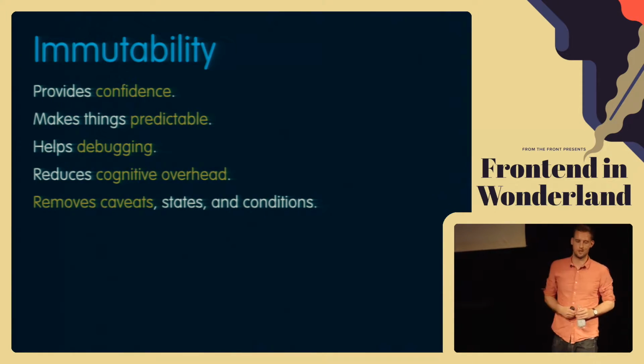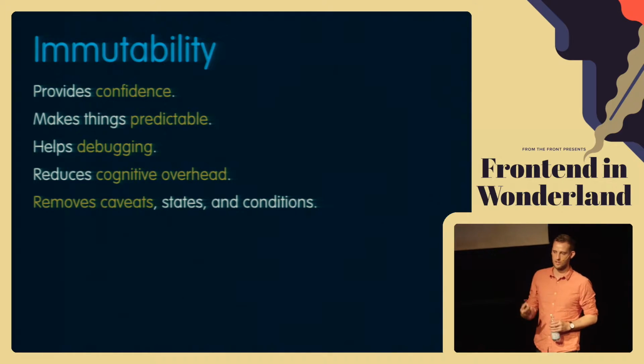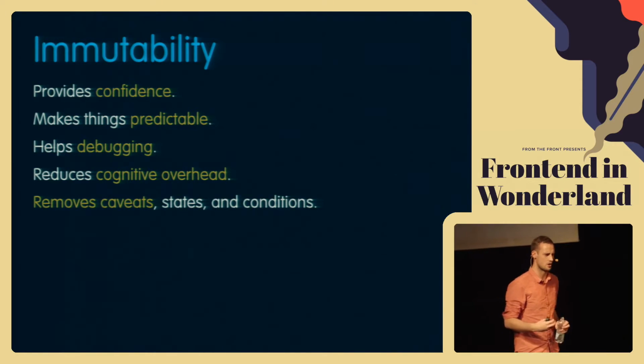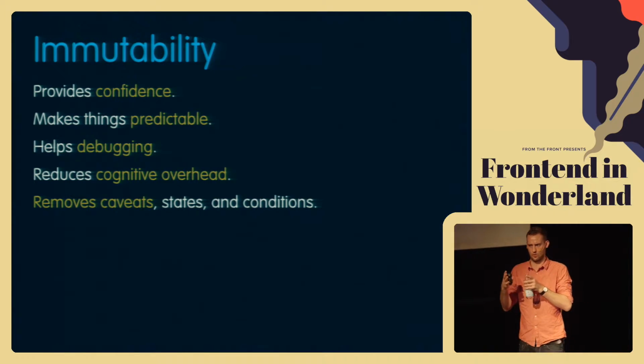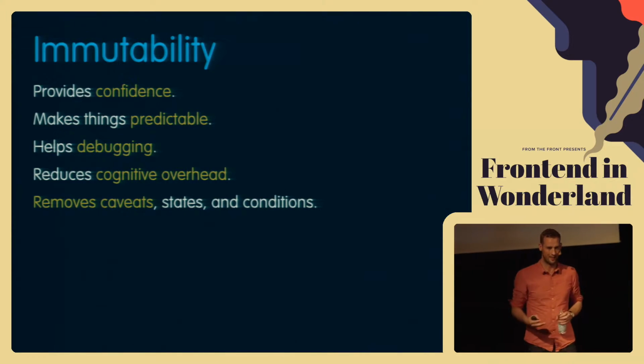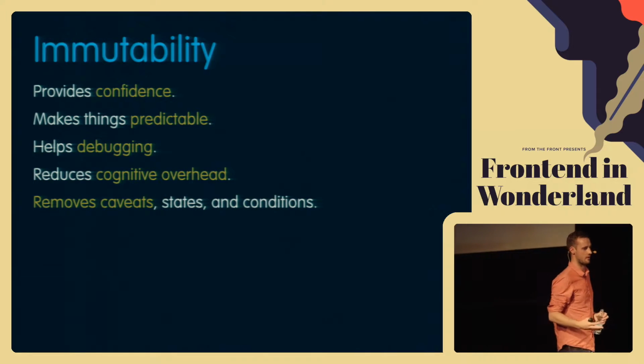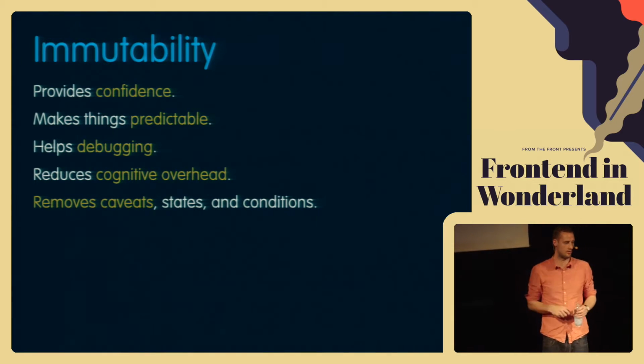It reduces cognitive overhead. This is a phrase I use a lot. Cognitive overhead with mutations is huge. You have to remember exactly how something might behave in what scenario before you can work out what it's doing. If it never changes, you never need to think about that. It removes all of those caveats.